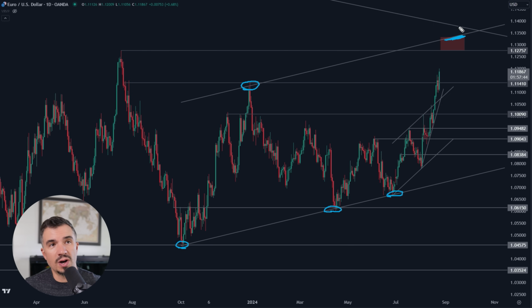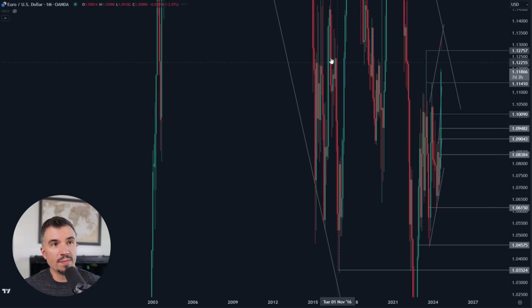On top of that, this also comes in very close to a channel that is best seen from the monthly time frame.